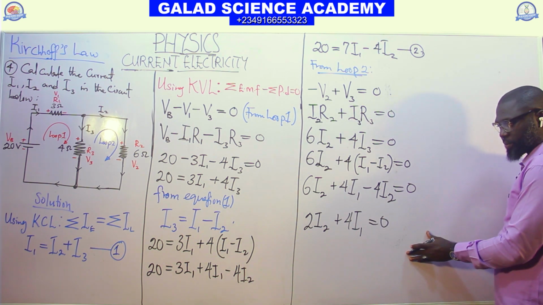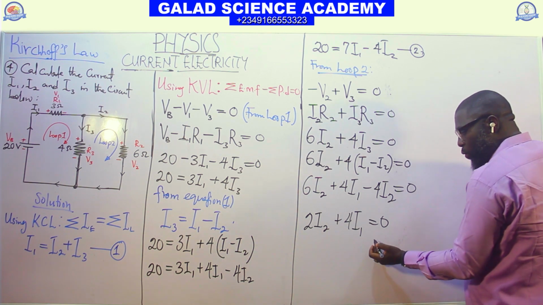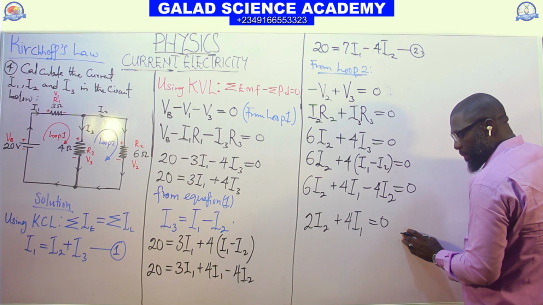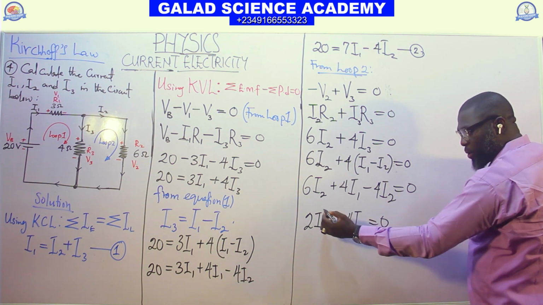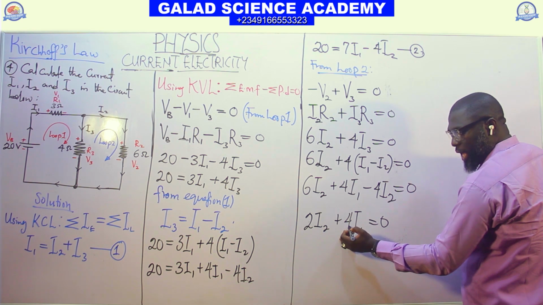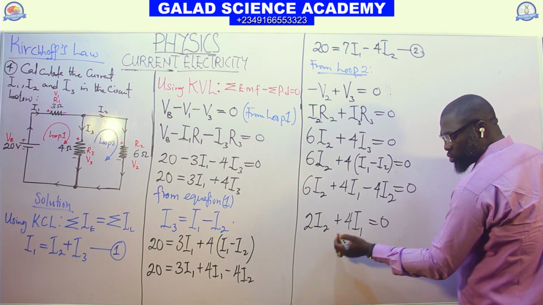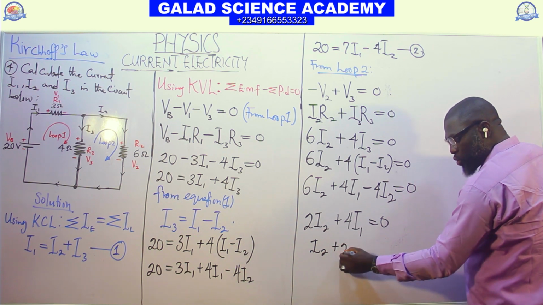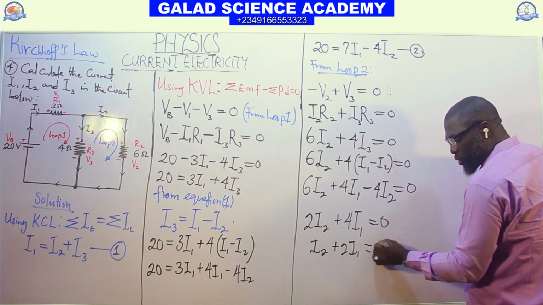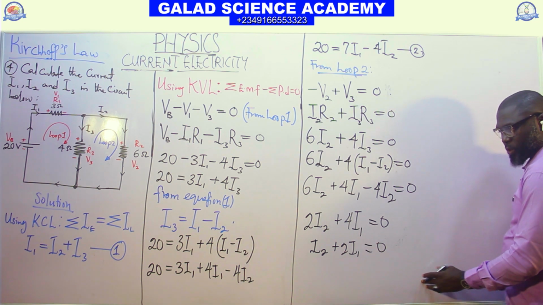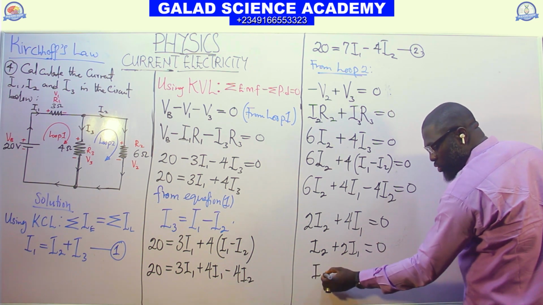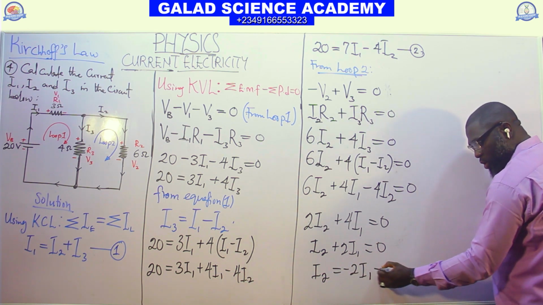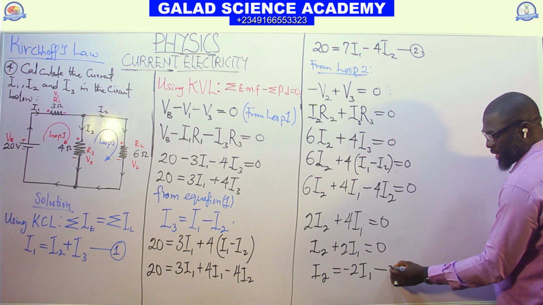From this expression, we can divide both sides by 2. You have 2 here, 2 here. So 2 here 1, 2 here 2. You can have I2 plus 2I1 equal to 0. So from this expression, we can say I2 is equal to minus 2I1. Call it equation 3.